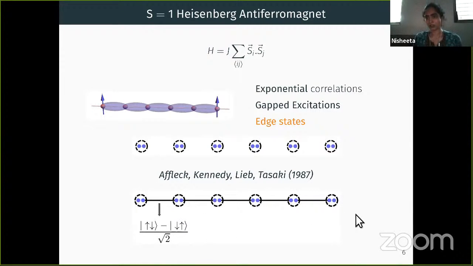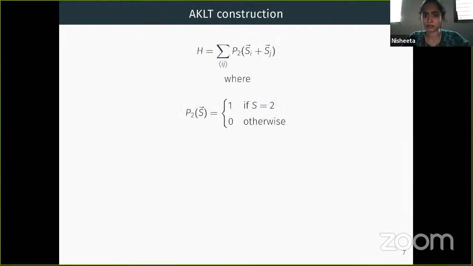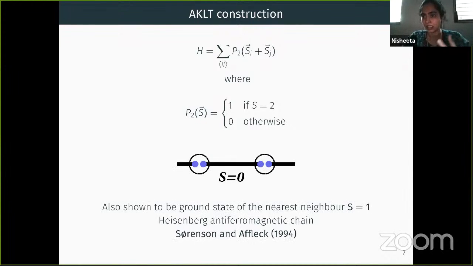So this construction was initially given by Affleck, Kennedy, Lieb, and Tasaki. And they gave this wave function as the exact ground state of not the Heisenberg model, but a different Hamiltonian. This is the Hamiltonian where you have a projection on total spin 2 on two neighboring spin 1s. And the ground state of this model is the AKLT state that I showed in the previous slide. So although this is the exact ground state of this other Hamiltonian, it was shown numerically to be also the ground state of the Heisenberg antiferromagnetic chain.